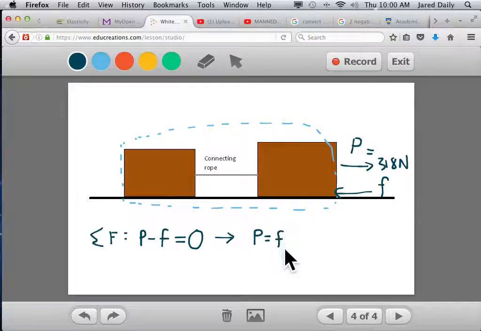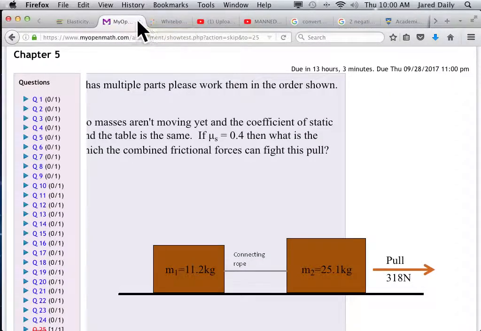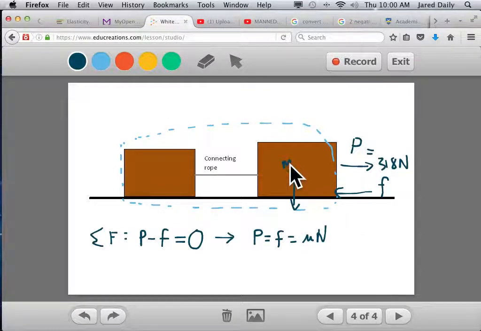So it equals 0. This tells us that the pull equals the friction, right? Well, the pull we know is a number, 318 newtons, but the friction is always equal to mu times the normal force. Well, how do we calculate the normal force? We look at the forces involved here, and we know there's a weight force from this one. Which numbers do they use here? M1 and M2. So this is mass 2. Whoops. So this is weight 2, and this is weight 1. They both have a weight, and there's a normal force on each of them. So we have to add them together. We have a normal force on 1. We have a normal force on 2.